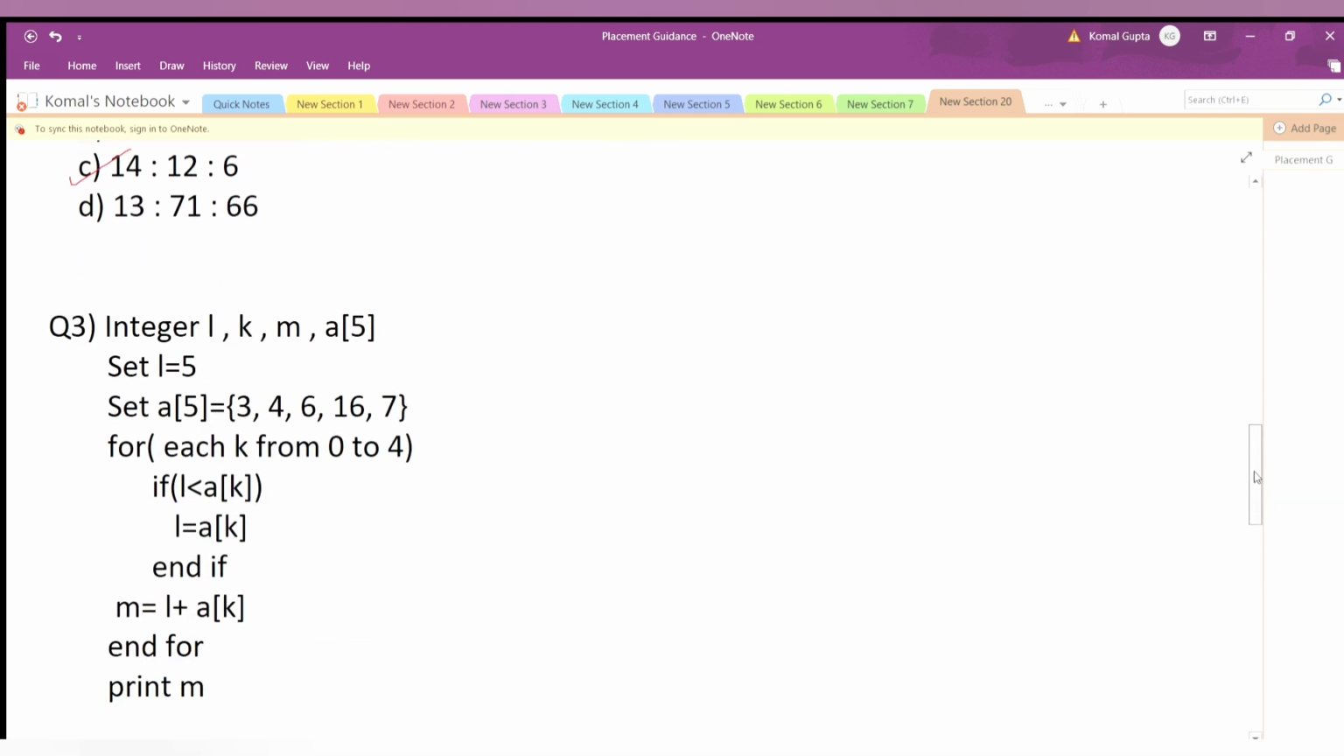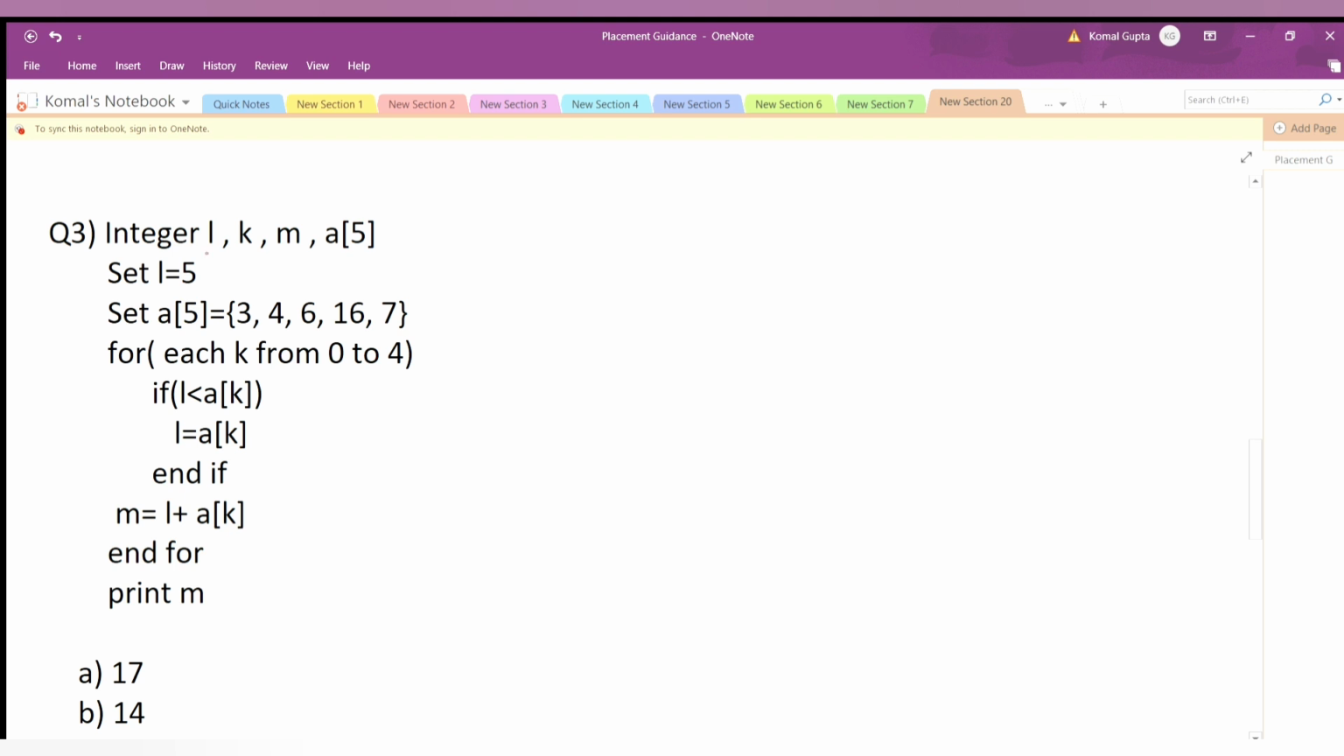Now we will see the third pseudocode. Integer we have given L, K, M and one array A of 5. They have set the value of L equal to 5, and it is saying that for each K from 0 to 4. I have previously also explained that the value of K will be from 0 till K is less than or equal to 4, and it is updating the value of K by 1.